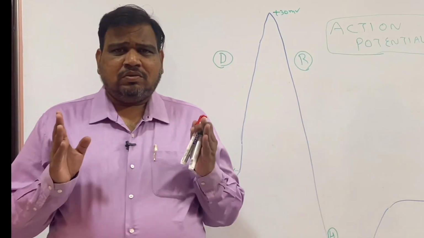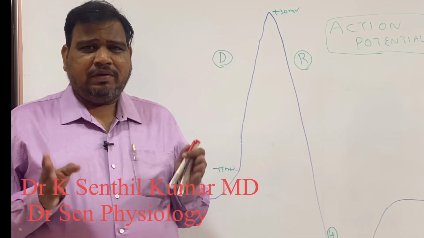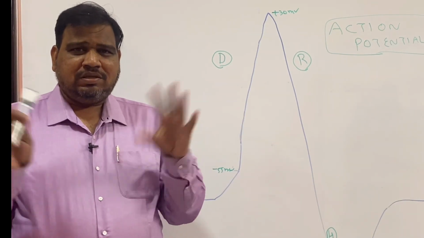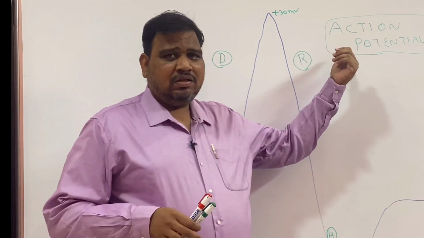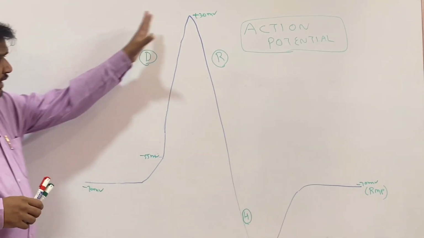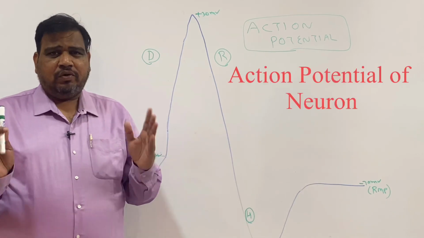Good afternoon, students. Today we are going to discuss a very important topic, the refractory period. Before that, I will give a quick summary of what was covered in the last video, the action potential. So it is very easy. Here, this diagram represents the action potential of a neuron.